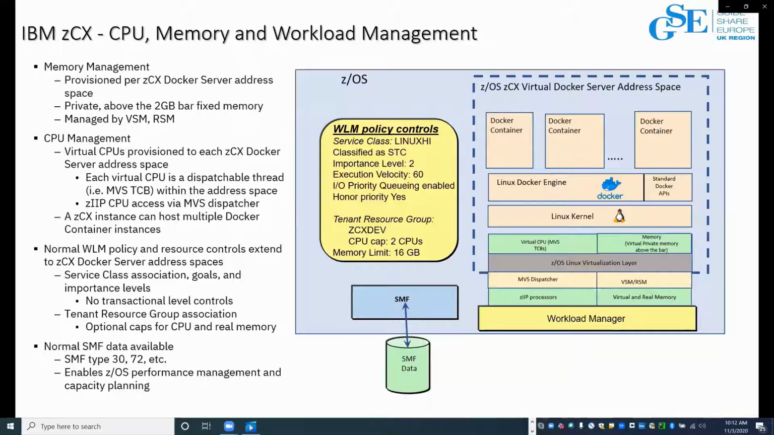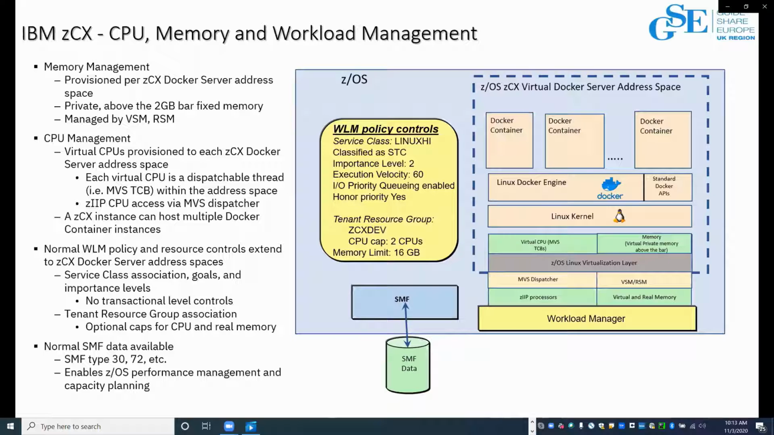Now, with regard to WLM policy, because we're just a regular z/OS address space, we actually don't provide any type of transactional understanding. So it's an address space that you're managing with velocity goals. So you can use a WLM service class. You can set the importance level for it. It's classified as an STC. You can specify the velocity goal, the velocity you want for each of your appliances. You can turn on the normal functions, I/O priority queuing.